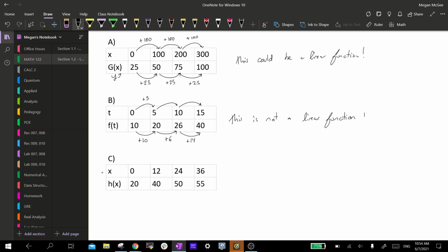Alright, because there are not equal changes in y. I'll say in the f of t values. Alright, we have plus 10, plus 6, and plus 14. They're not constant changes in y.